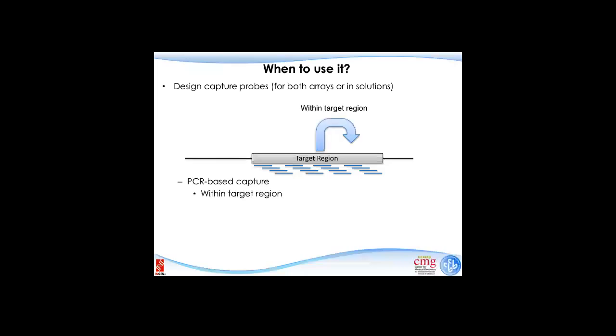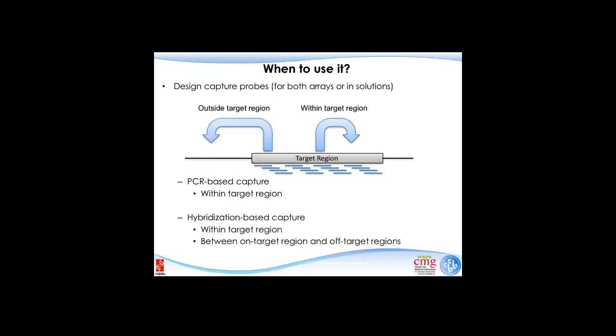But when you use PCR-based capture, when you do the analysis, you need to make sure that in the target region there are no repetitive elements that repeat with each other. Sometimes it could happen. But especially when you look at hybridization-based capture, like we talked about capture array or capture in solution.